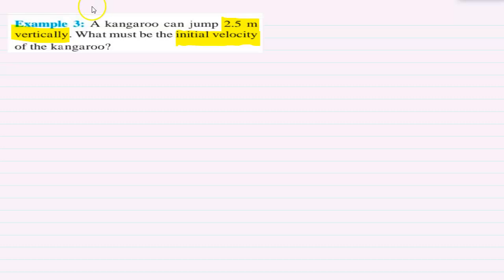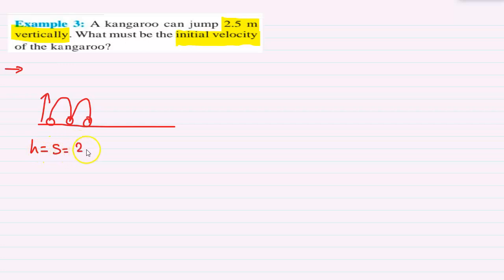Now we are solving this. So a kangaroo can jump 2.5 meter vertically. Now you know, kangaroo is an animal. Suppose this is the ground. The kangaroo is a kind of animal that moves by jumping like this from here to here. Each time it jumps, whatever height it covers in a jump is nothing but the displacement. So here height is nothing but the displacement, and the displacement is given as 2.5 meter.